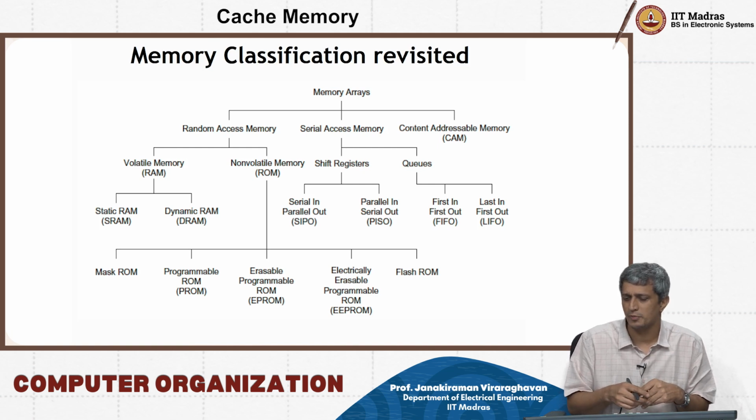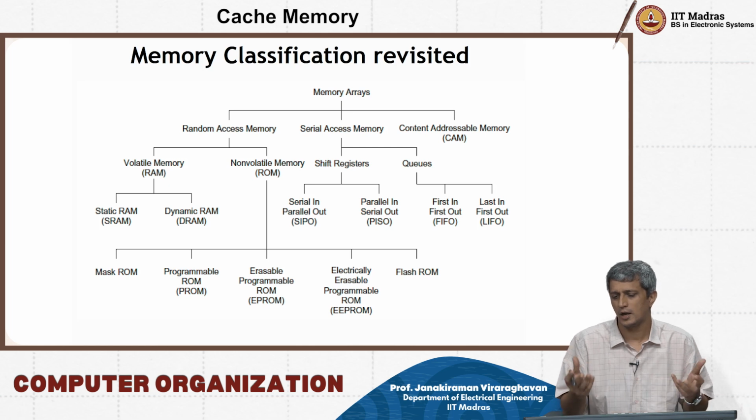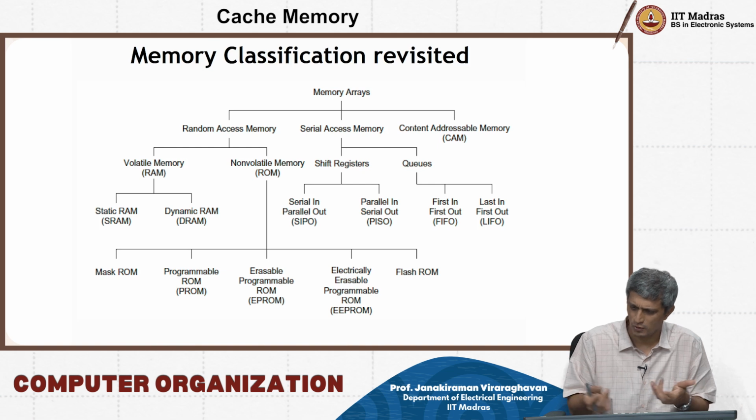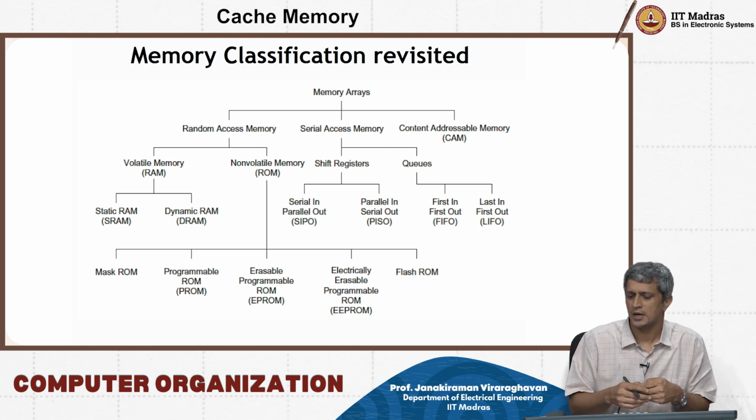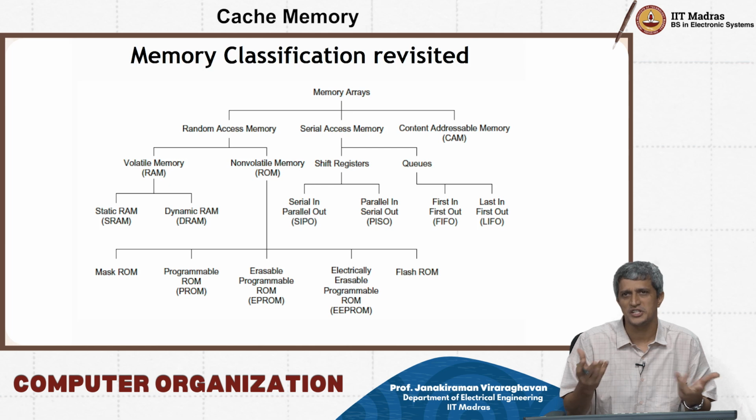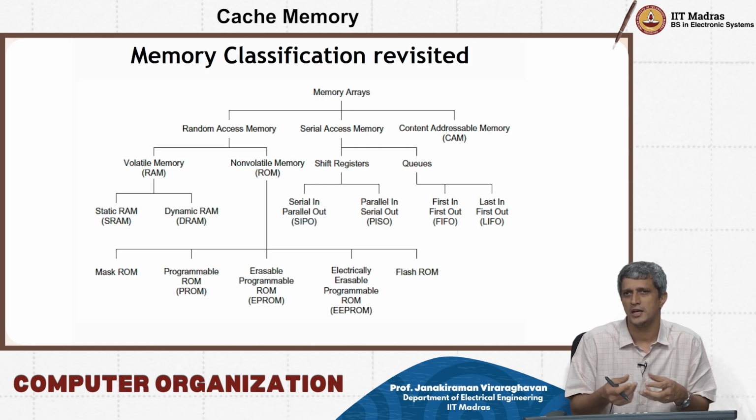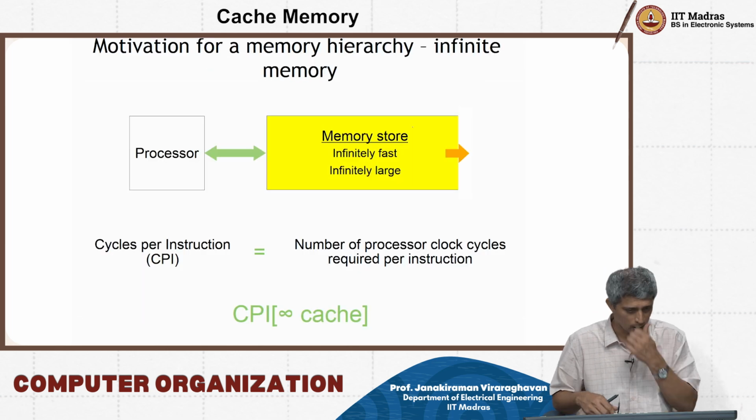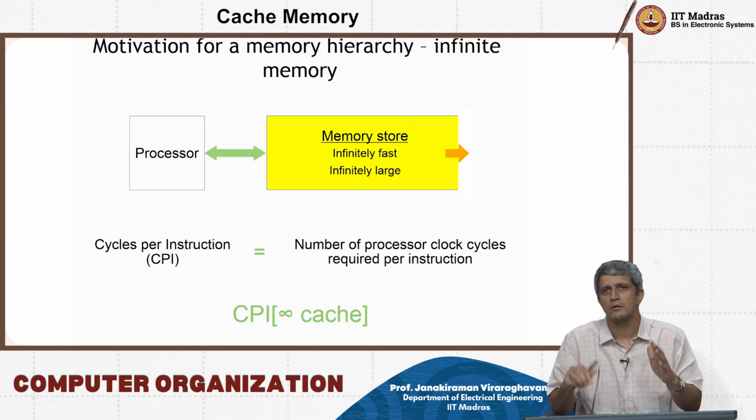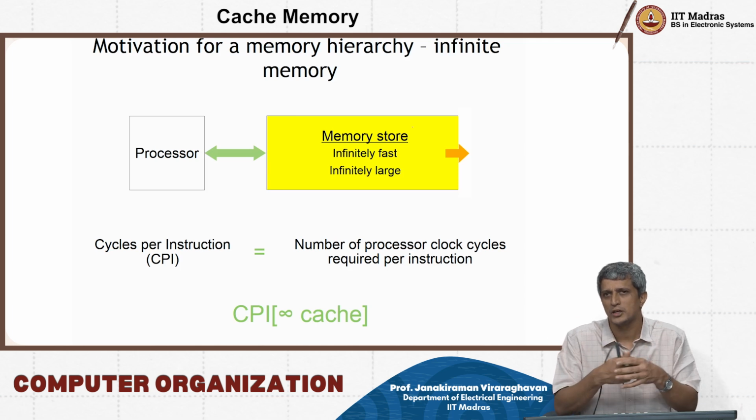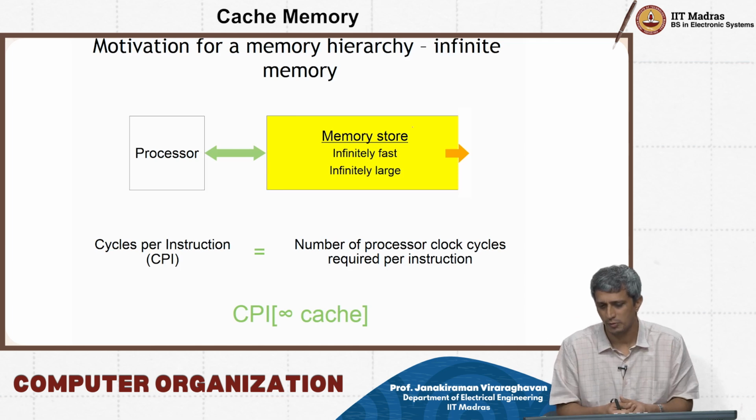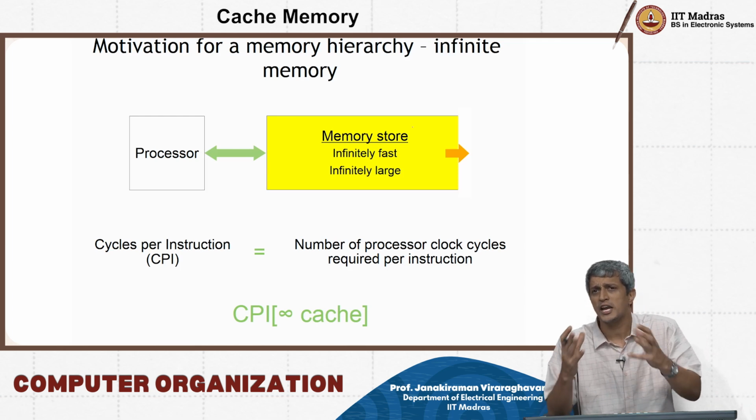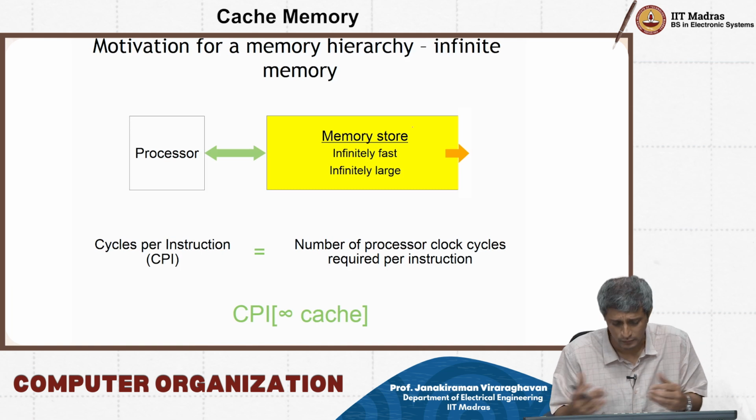Likewise, you have serial access memory, shift registers, queues, first in first out, or last in first out. You have stacks. Serial in, parallel out, these are just registers. We have seen these in the digital systems course, parallel in, serial out, and so on. So in order for the processor to actually deal with memory in an efficient manner, ideally we would have liked a memory store which is infinitely fast and infinitely large.